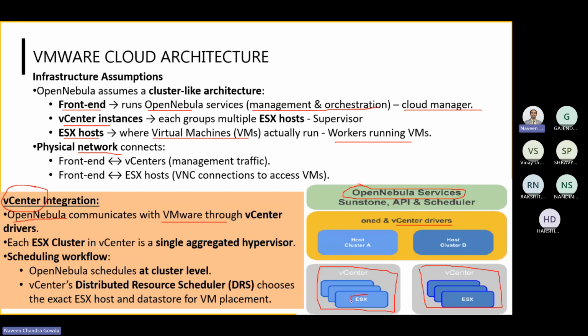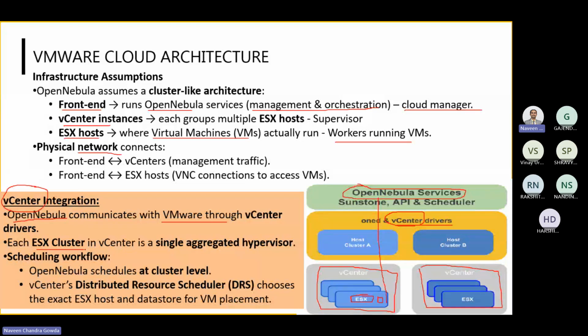Where are the virtual machines? Virtual machines are on this ESX. What is ESX? It is a hypervisor. Above this hypervisor, you have the VMs, virtual machines. This virtual machine and OpenNebula can communicate through the vCenter. So we say the vCenter acts like an intermediate between OpenNebula, which is the front end, and the VMs running on the ESX. Every vCenter may have multiple ESX hypervisors, making a cluster, right?